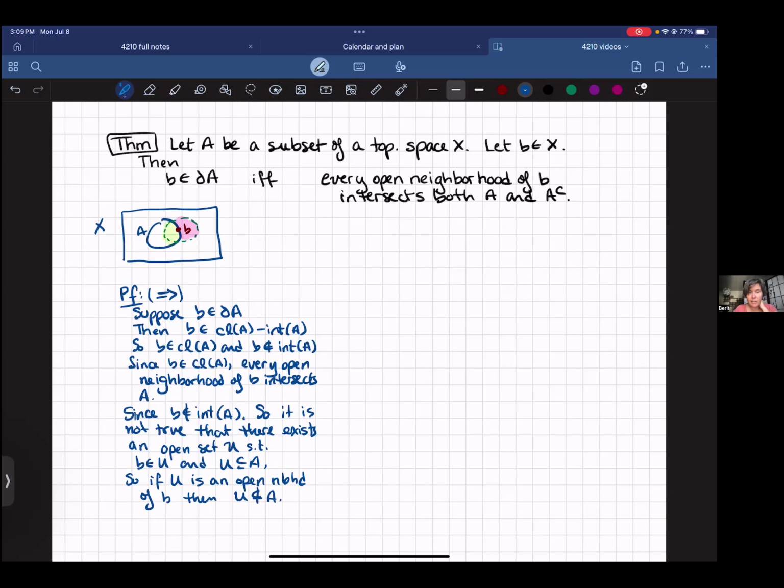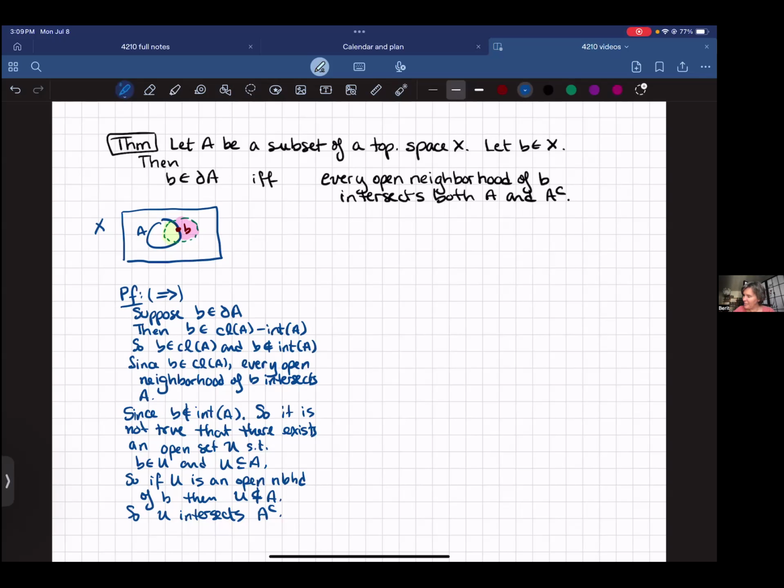What does it mean that you're not a subset of A? That means U is not contained inside of A. So it must hit some of the points outside of A. So U intersects A complement. So we showed that every open neighborhood of B intersects A, and if U is an open neighborhood of B, then U intersects A complement. So every open neighborhood of B intersects both A and A complement. And that was what we wanted to show.